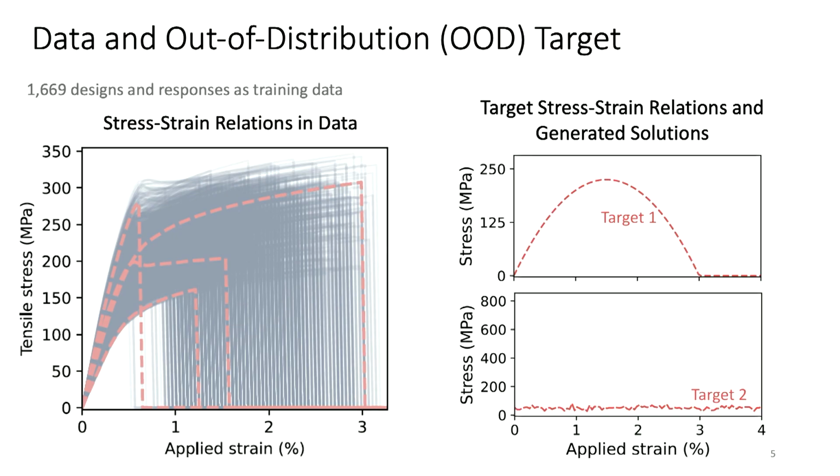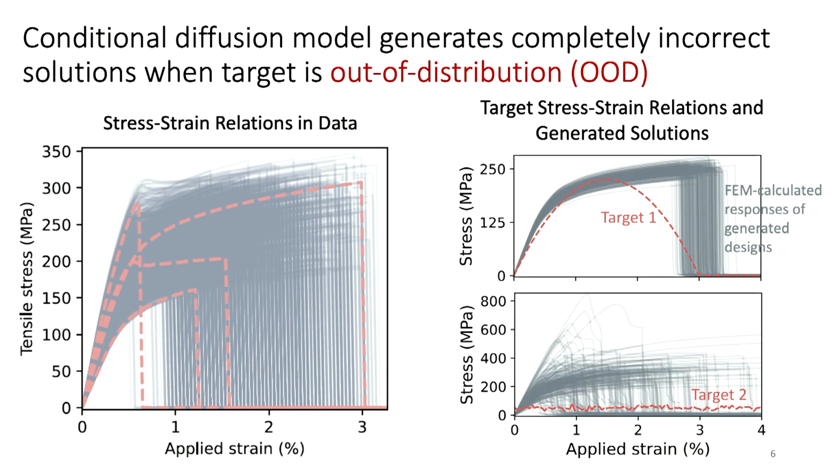And we want to do something more challenging. We want to look at those targets. Those two targets, as you can see, are very different from the training data, right? So we got these out-of-distribution targets. We want to see how the diffusion model performs, and this is what we got, right? None of those generated solutions actually satisfy the target we set.